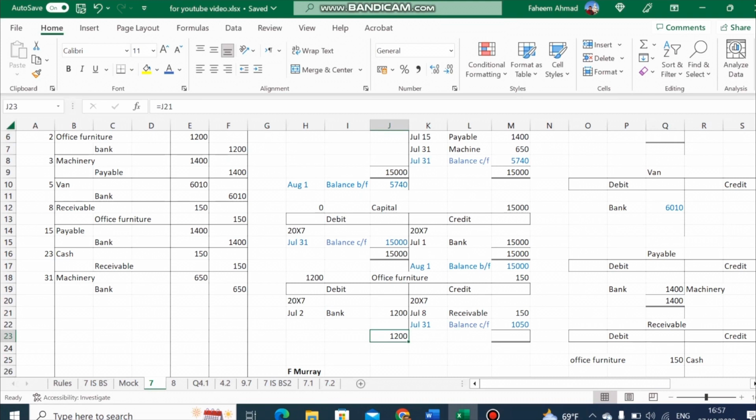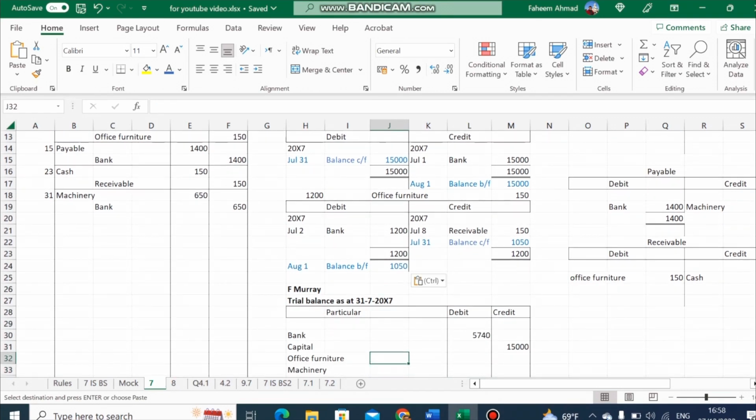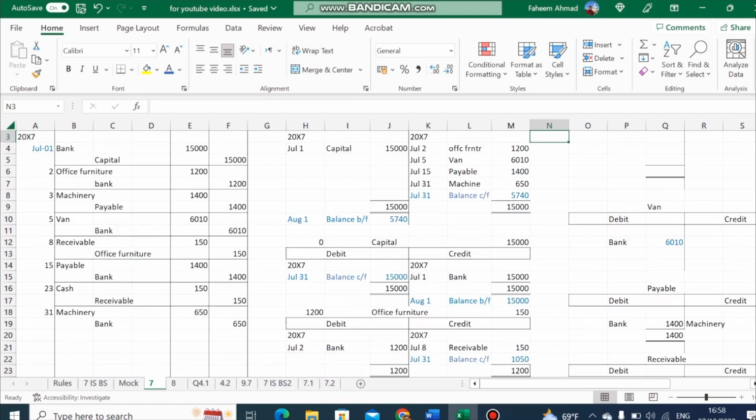And then bigger side is debit side. So 1200 will be taken in total. And the balance carried forward for 1st of August will be 1050. In office furniture, I will post on debit side 1050. So on so forth, we will prepare T accounts for all of these accounts.